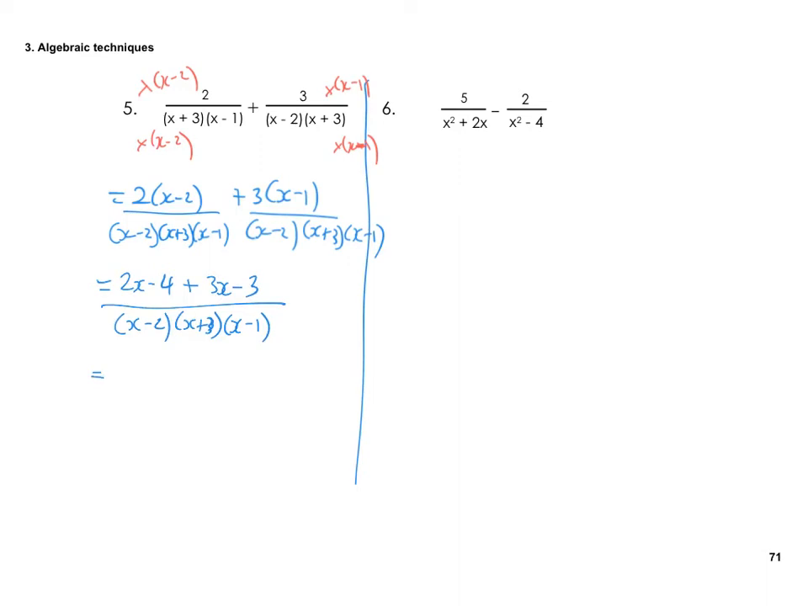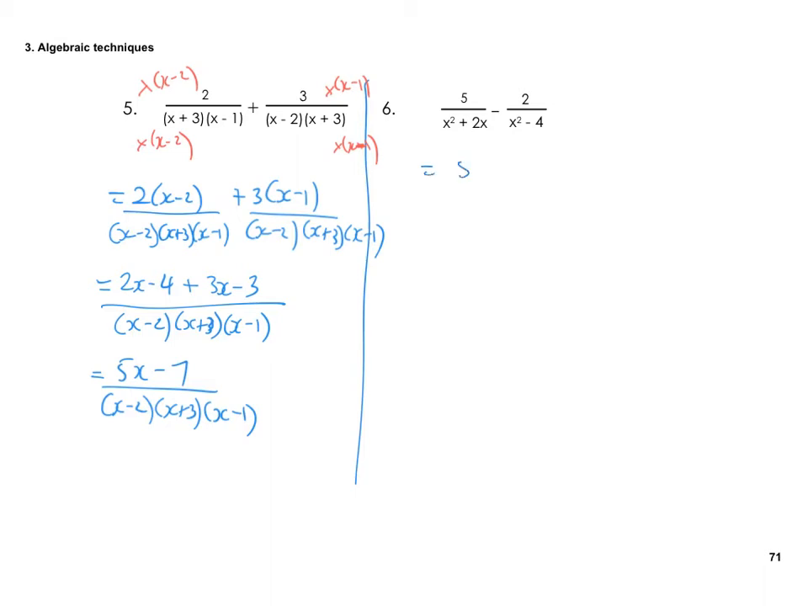Next step, so like terms, x's and the numbers. So that's going to be 5x, take away 7, over (x minus 2)(x plus 3)(x minus 1). Okay, now question 6. You can probably factorise these first. So let's do that.